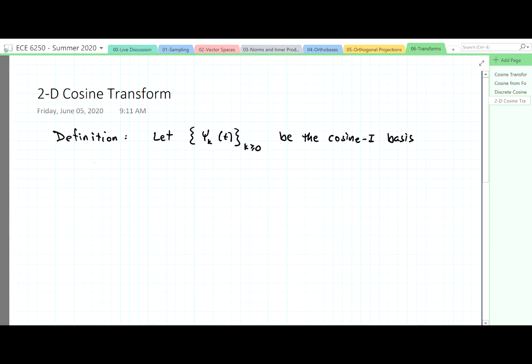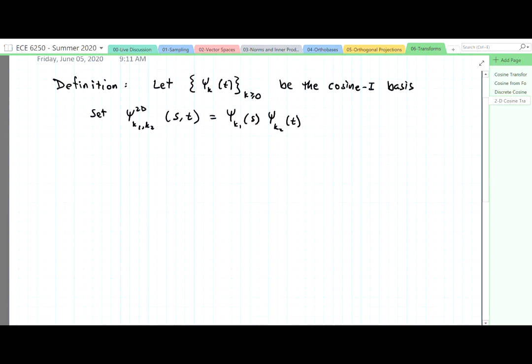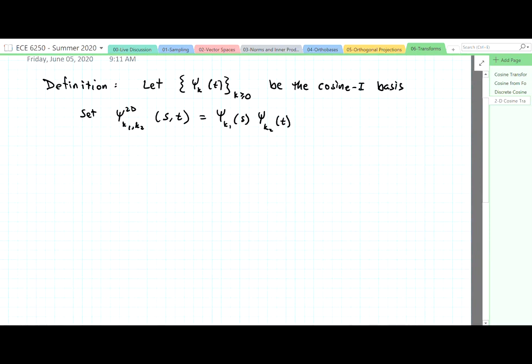Then we're going to define or set psi 2d of k1, k2, and we have 2 time variables now, so we'll have one be s and the next one be t, and we'll just say that this is equal to our regular cosine basis multiplied together, so it's separable. If it's separable, can we really model everything? Well, we'll see. Watch this.